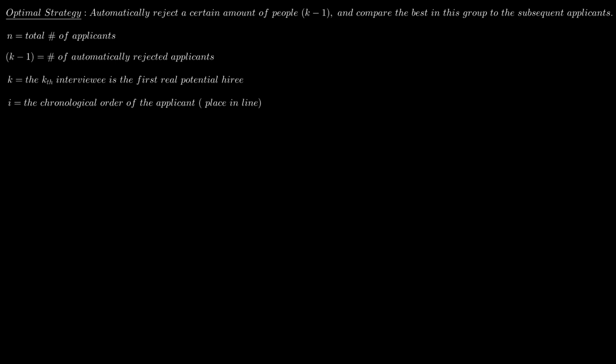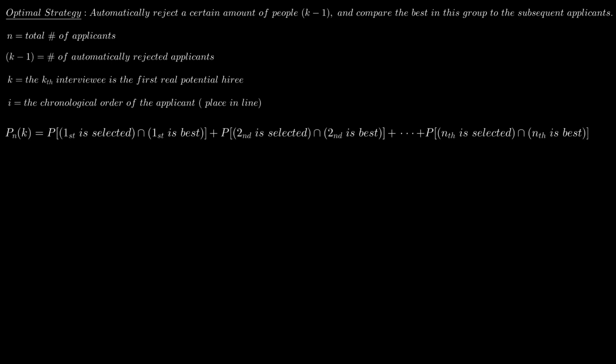So the probability of finding the top applicant is the probability that the first applicant is best and is selected, plus the probability the second applicant is best and is selected, all up to n, correct? Of course, the probability that the first applicant is selected is 0, because K-1 has to have at least one person in there, and they're automatically rejected, like we said. So let's put that all together. So this probability is this sum right here, from I equals 1 to n, of the probability that I is selected and I is the best applicant. The intersection of these two events, in other words.